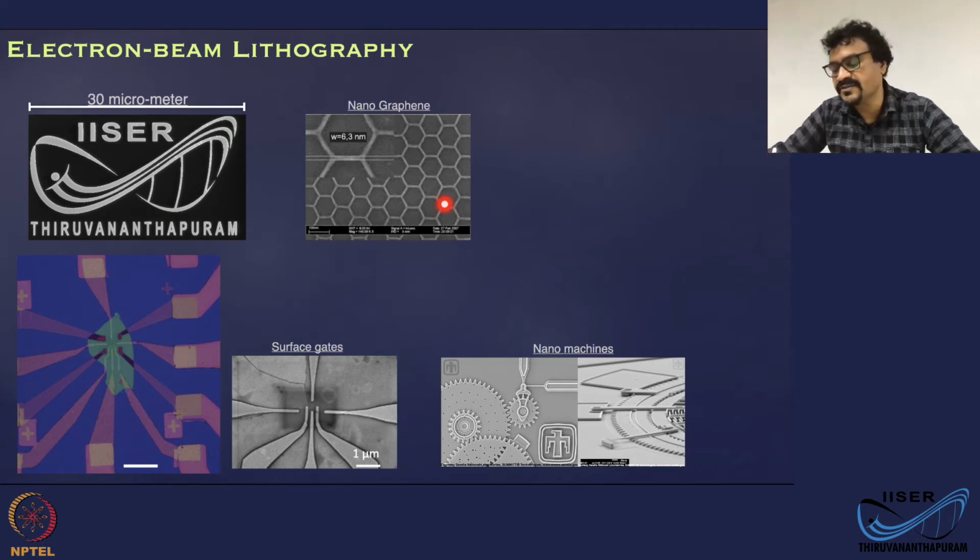And this we have already seen. This is also done by electron beam lithography, and the smallest feature size is 6 to 7 nanometers.